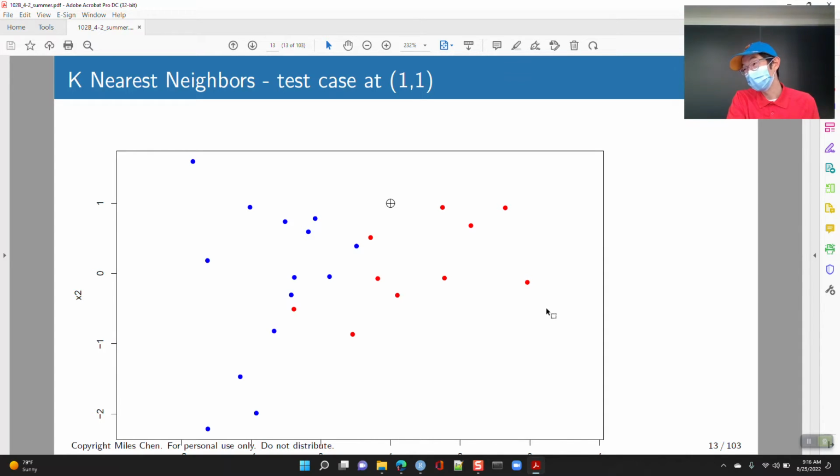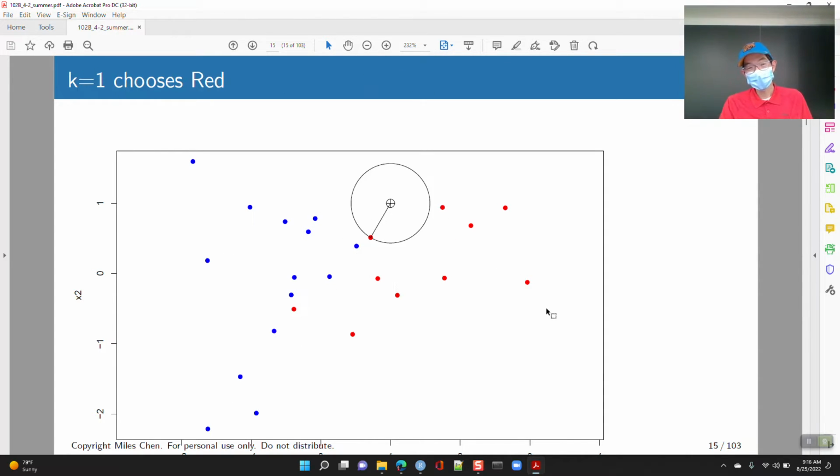So it's very simple. Okay, all right, so at k equals 1, we have 1 red point. That's the closest. At k equals 3, I have 2 red points and 1 blue, so it's still red. At 5, I have 3 red and 2 blue. At 7, I have 4 red and 3 blue. So all of these get classified as red, okay? So all of these choose red, and that's what we have there, okay?